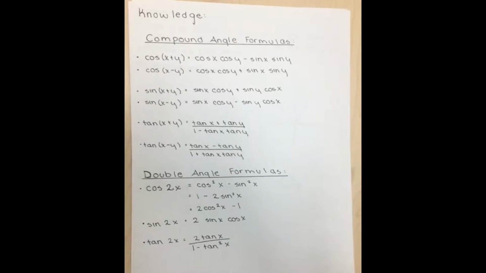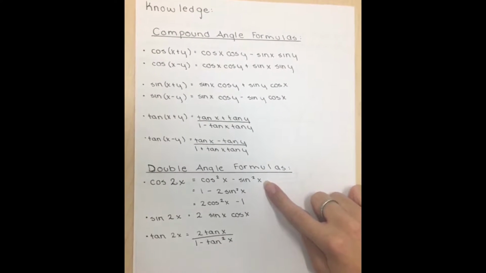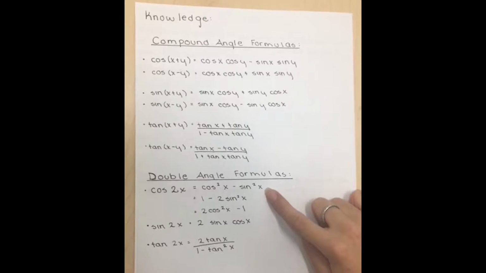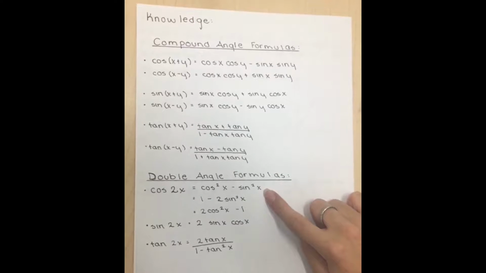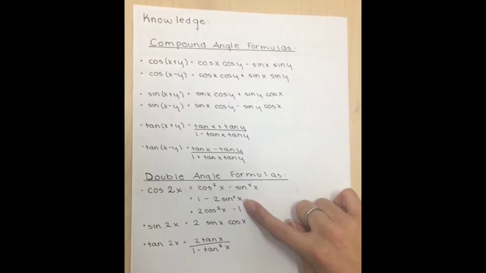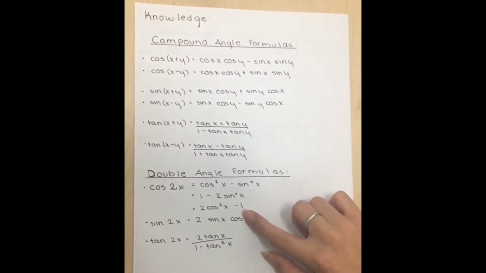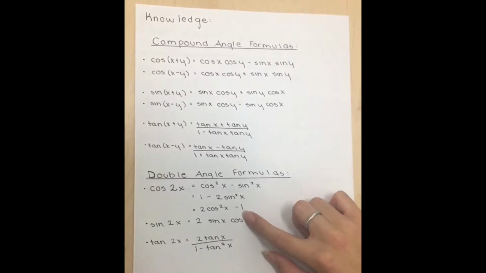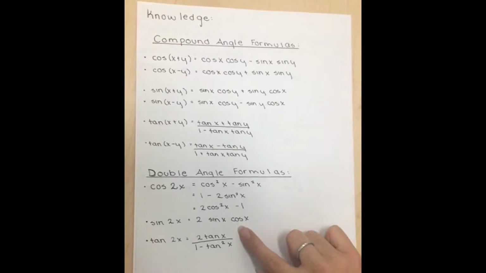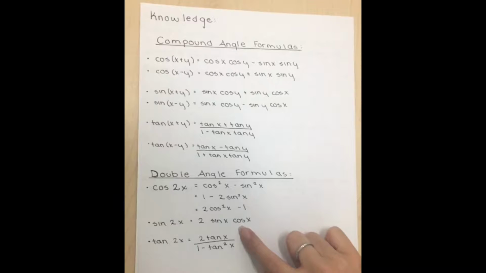Next, the double angle formulas are cos 2x is equal to cos squared x minus sine squared x, and it is also equal to 1 minus 2 sine squared x. And finally, it is also equal to 2 cos squared x minus 1. The second double angle formula is sine 2x, which is equal to 2 sine x times cos x.